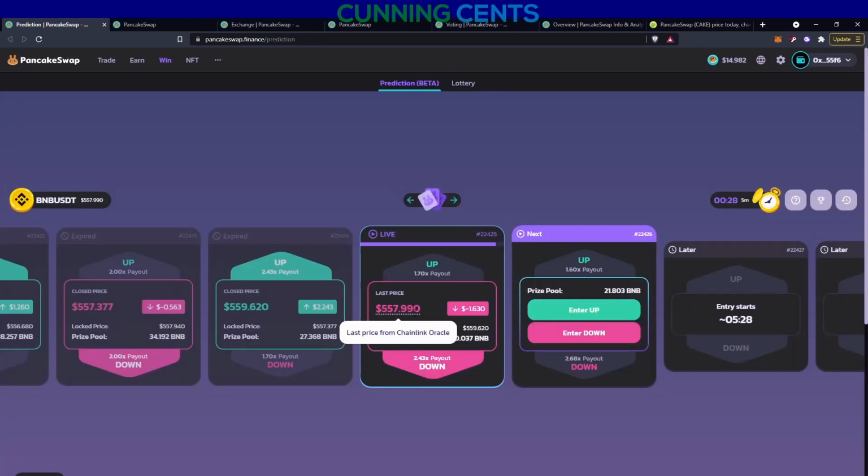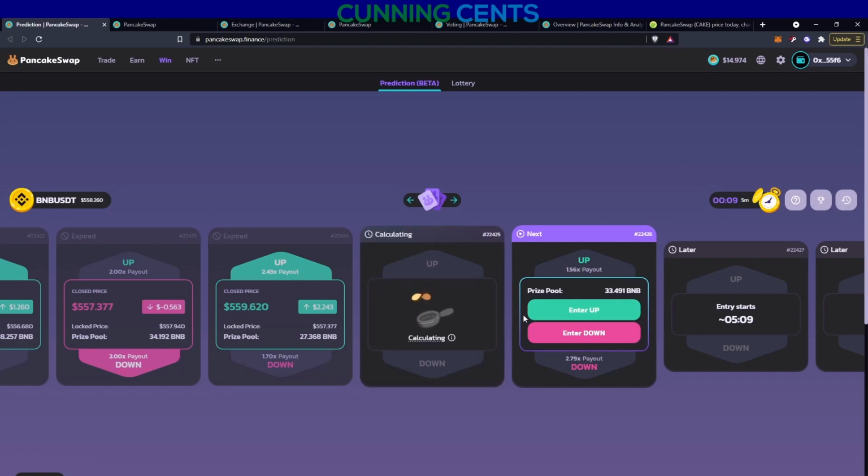So this is just betting. It's straight betting on the price of BNB and where it's going. You can bet up and down. You're betting against the other people. I've won a couple times, but it's not like crazy.